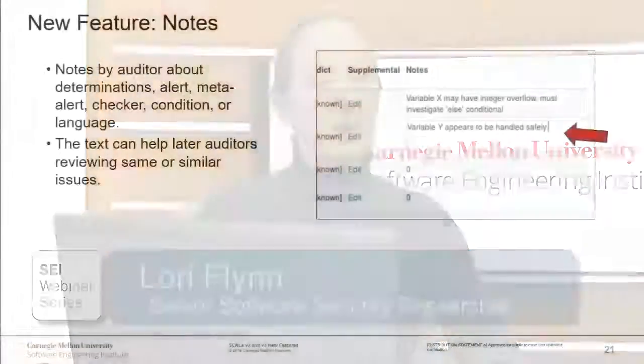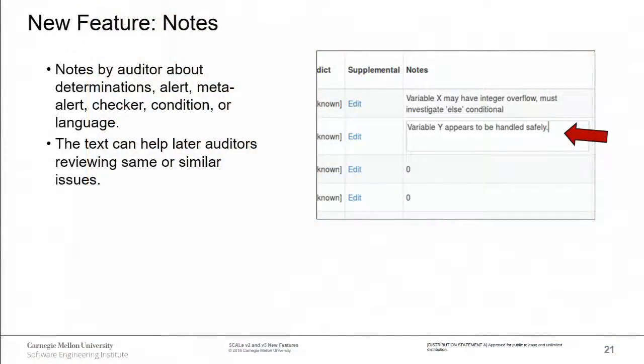Another new feature that we've added is the notes field. The auditor can add notes as they audit determinations or after they've audited determinations. And the idea is for the text to help later auditors reviewing the same or similar conditions. And that later auditor might be the same auditor who comes back to the work later. So on the right, you see a screenshot of the notes field being filled in right now.